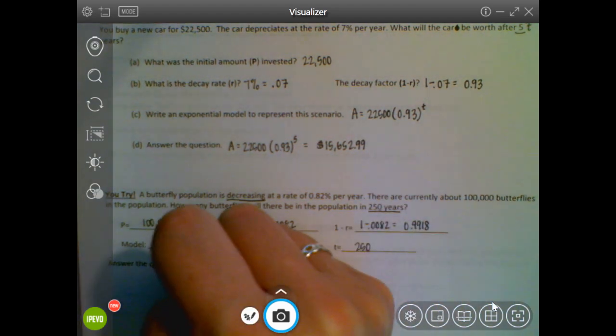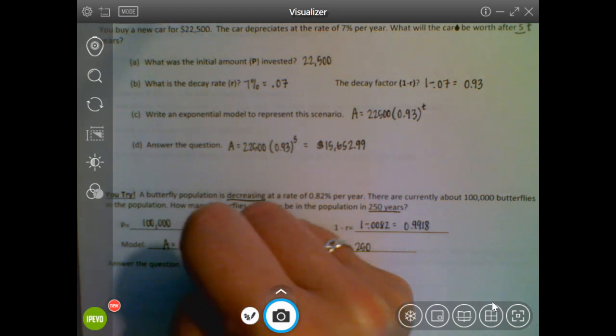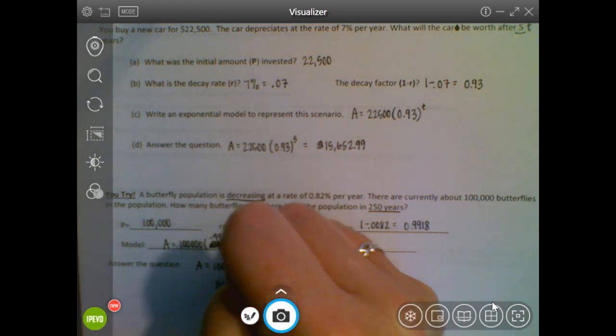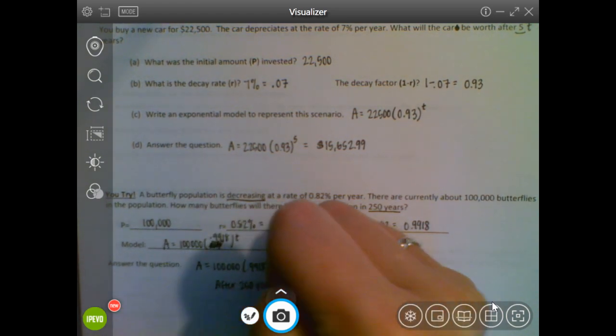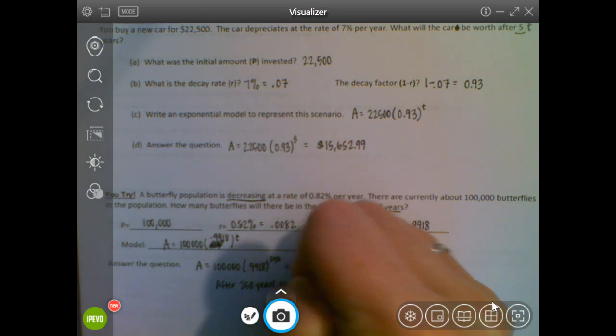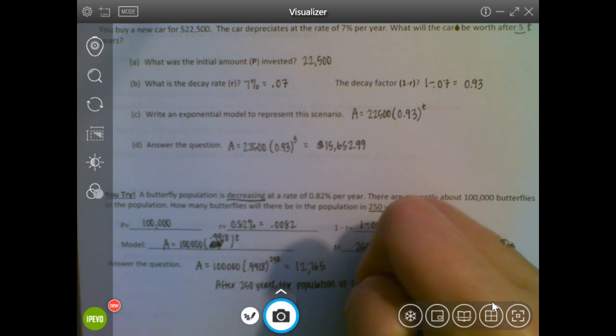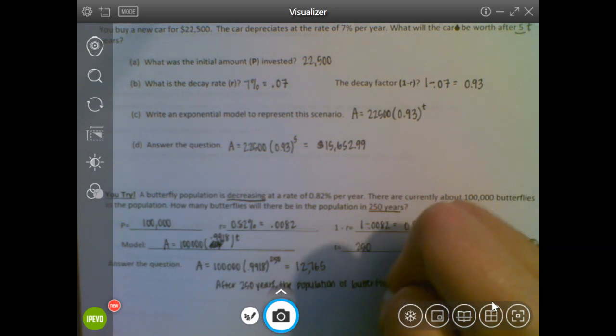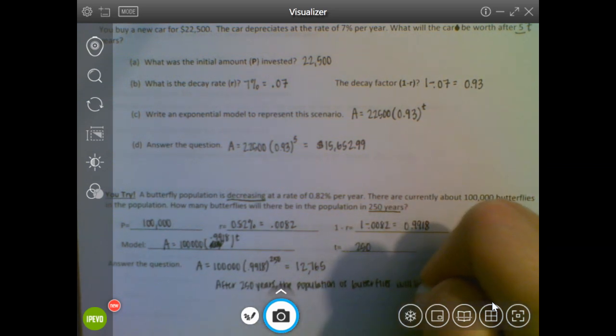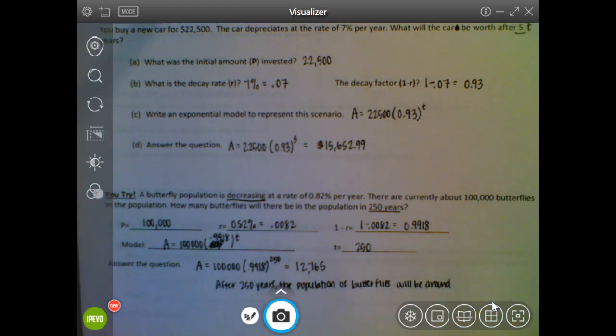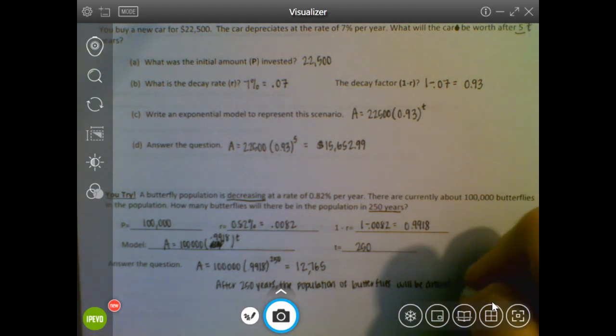So I'm just going to write a little sentence here. After 250 years, the population of butterflies will be around 12,765.